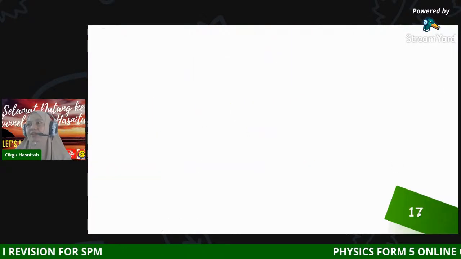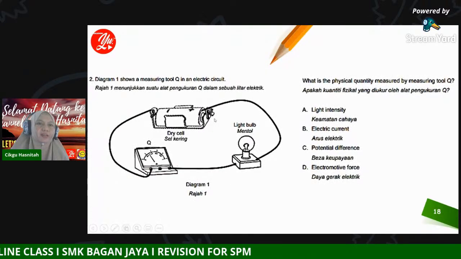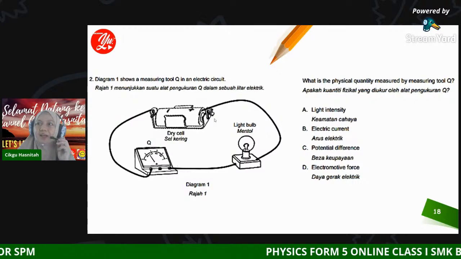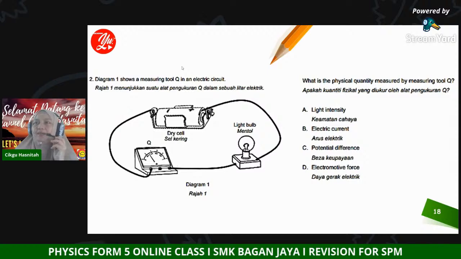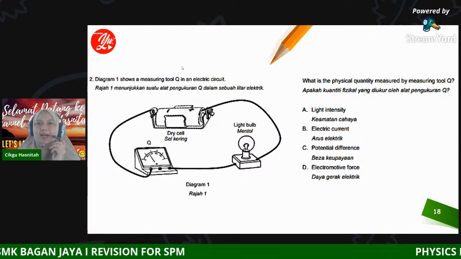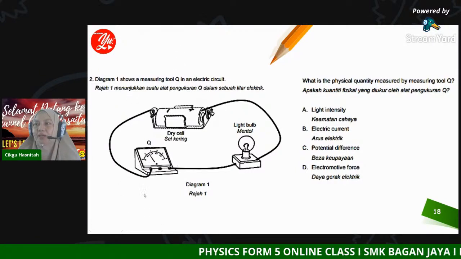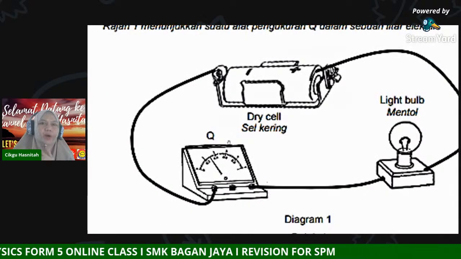Okay, now question 2. For question 2, you are given diagram 1. The question is on electricity. It shows a measuring tool Q in an electric circuit. So what is the physical quantity measured by measuring tool Q? This is measuring tool Q. The question asks you, Q is used to measure what quantity?